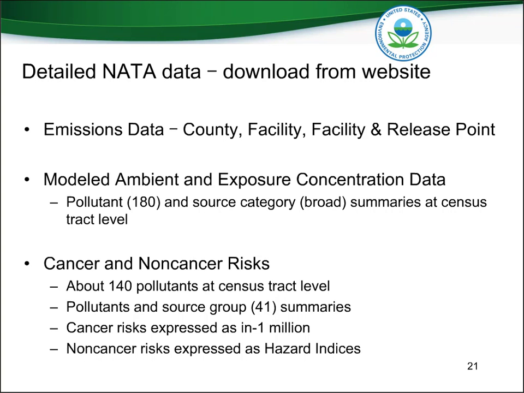And then finally, for about 140 of those 180 pollutants, we do have, as I mentioned earlier, either unit risk or reference concentration or both. We do the cancer and non-cancer risks for those. And once again, we break it down by pollutant, by source group, and we express the risk as I've presented here as in a million, and the non-cancer as hazard quotients for individual pollutants. Once you add up those HQs for different pollutants that affect the same target organ, you get a hazard index. That's how you do it.